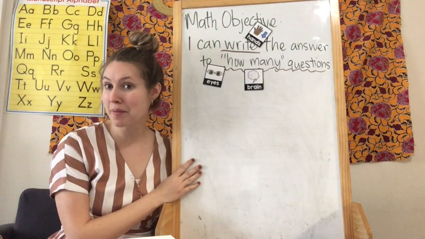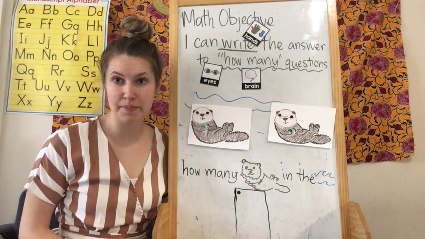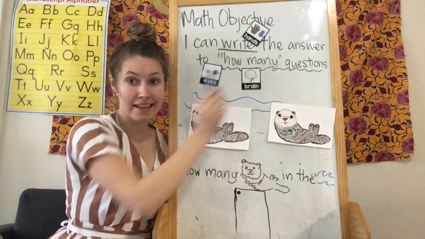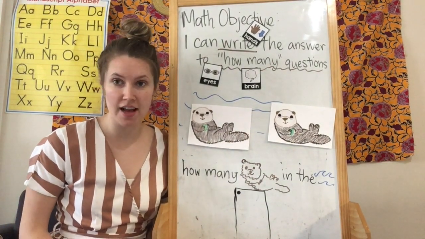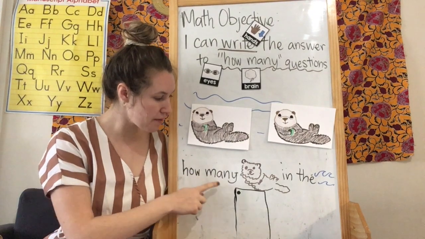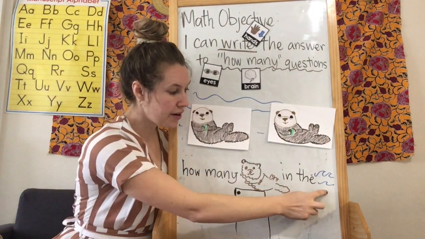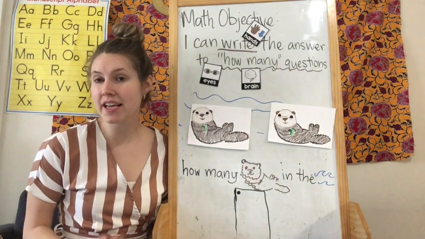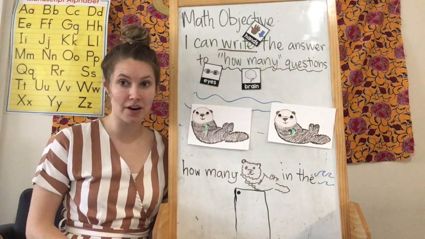I'm going to put a picture problem up on the board for us to practice with. Okay, so here's our first picture problem. I see some ocean here and some animals in our ocean. Let's read our how many question to see what it's asking us. How many otters, so here's our otters, in the ocean? So in order to answer my how many question, I'm going to need to count. So let's count our otters.